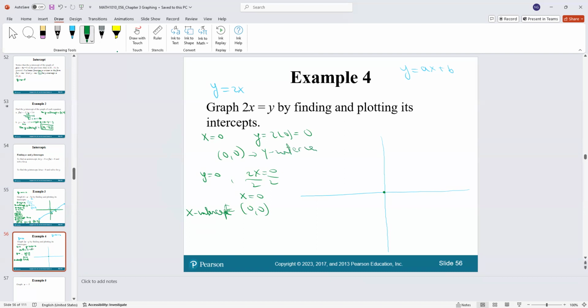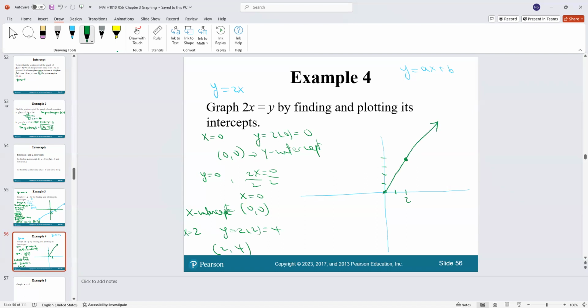Now, it's not enough to graph because the only point you have is (0, 0). And to graph a straight line, which is a linear function, you need at least 2 points. So we're going to find another one. If we set x equal to 2, then y would be 2 times 2. That's 4. So we have a point (2, 4). When x is 2, y would be 4. So then we can graph.